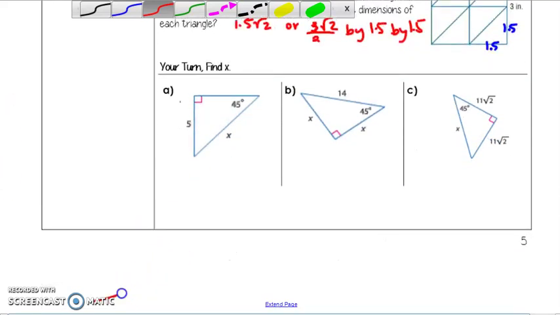All right, so down here, if you want to go ahead and try some of these on your own, just some more review with practicing our 45-45 ratio, and go ahead and check when you're ready.